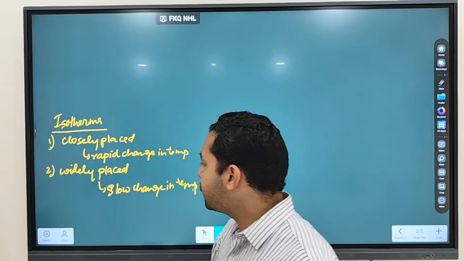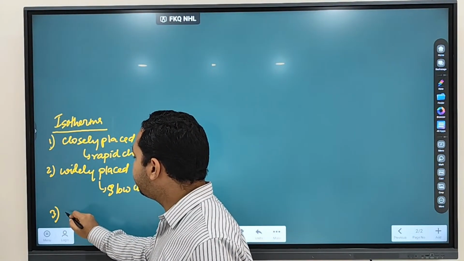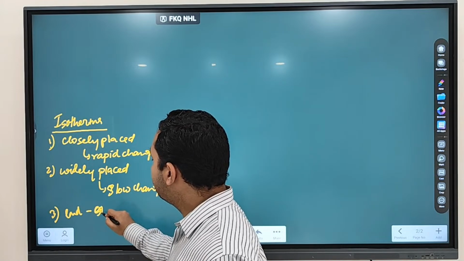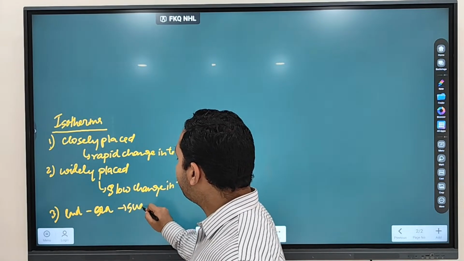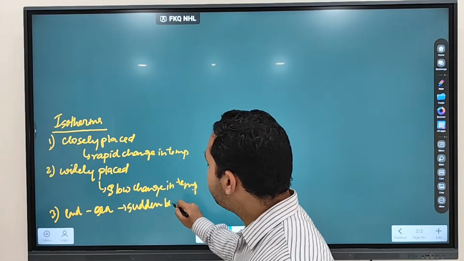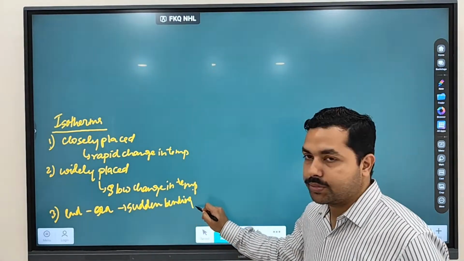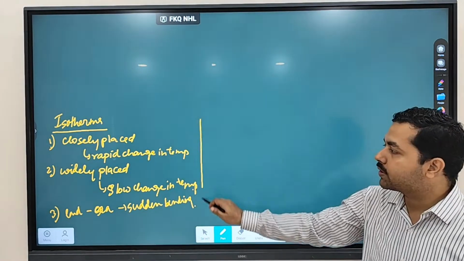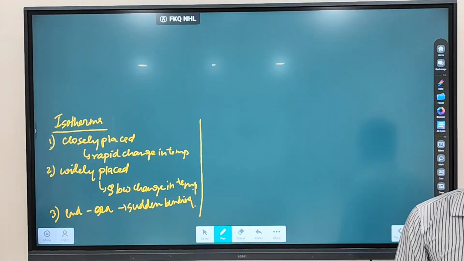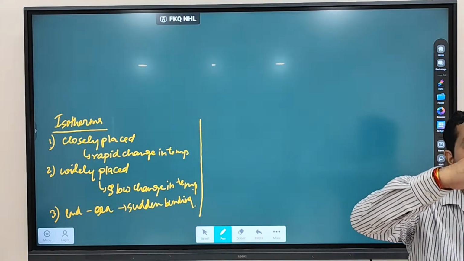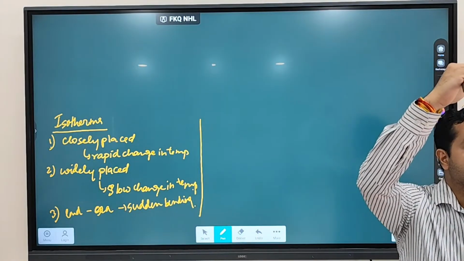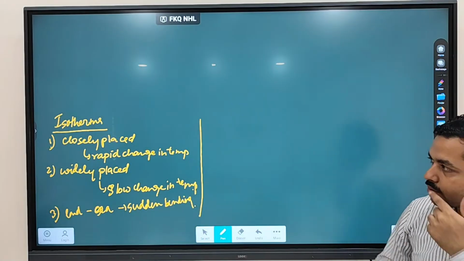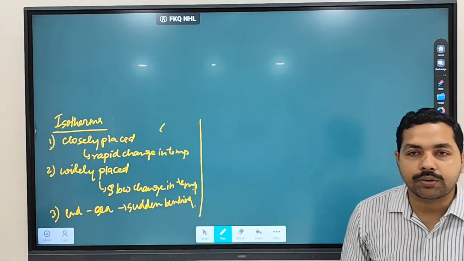The third characteristic we have discussed is that whenever you are moving from land to sea or land to oceans, a sudden bending is observed in isotherms. These are the properties we have discussed with regard to isotherms. Remember, we also discussed isotherms shifting northward or equatorward at the oceans and other things in the last class.